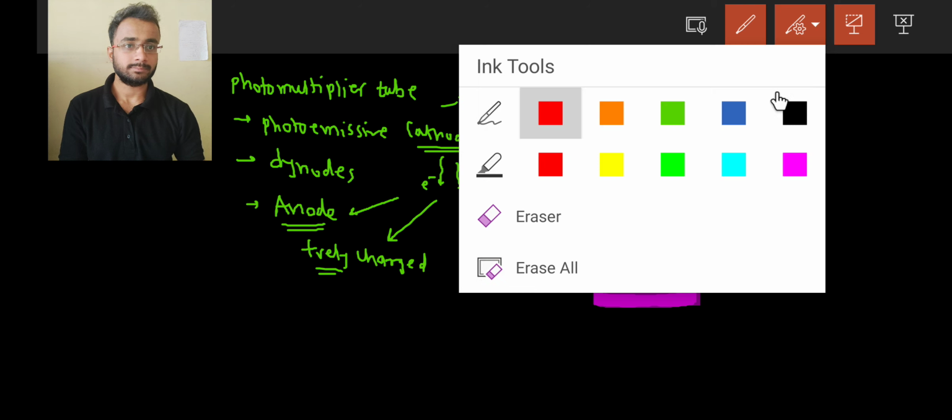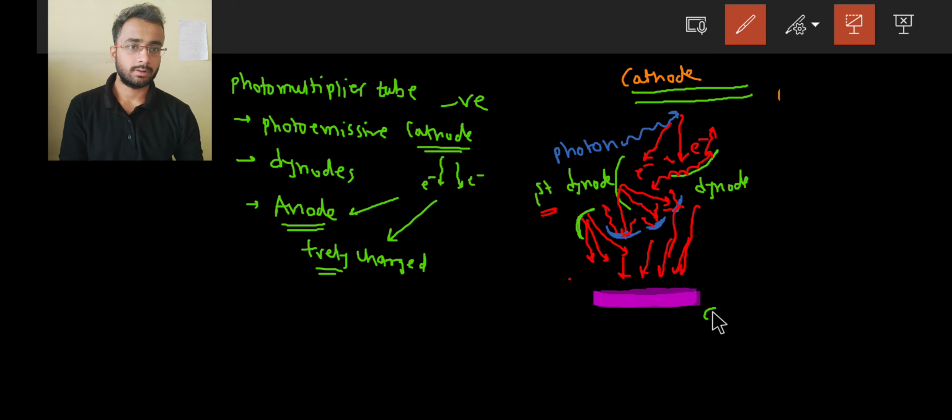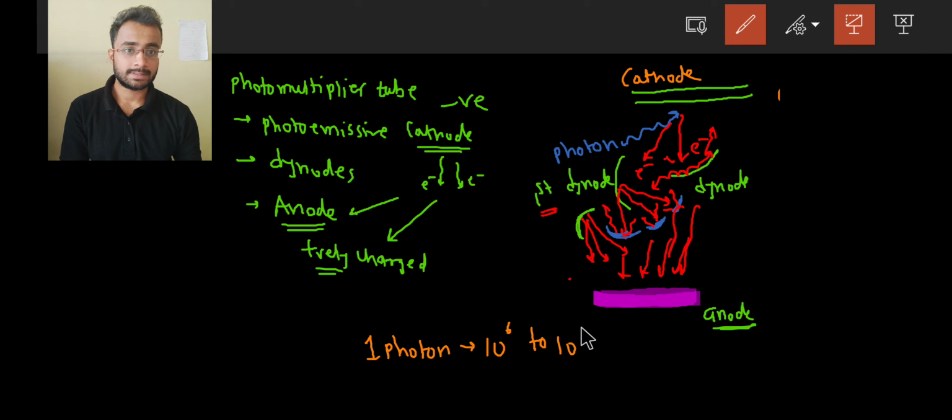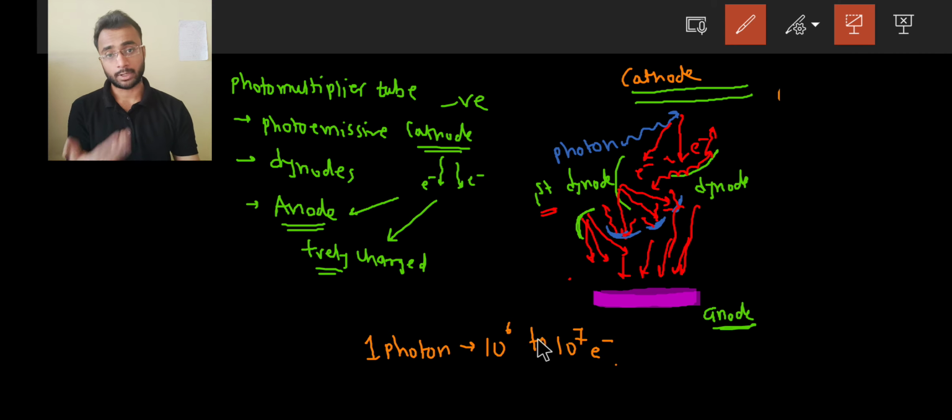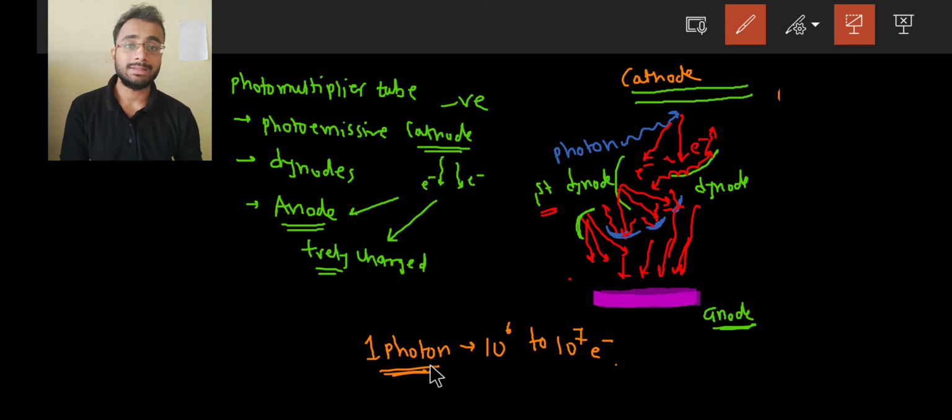This is the anode, and it will measure these electrons. This is a photomultiplier tube. It is multiplying. Almost, if I tell you, one photon will produce almost 10 raised to 6 to 10 raised to 7 electrons. This high amount of electrons will be produced by only one photon. This is called a multiplier tube, which is used in advanced spectrophotometers. These are the three parts of a photomultiplier tube: photoemissive cathode, dynodes and anodes.